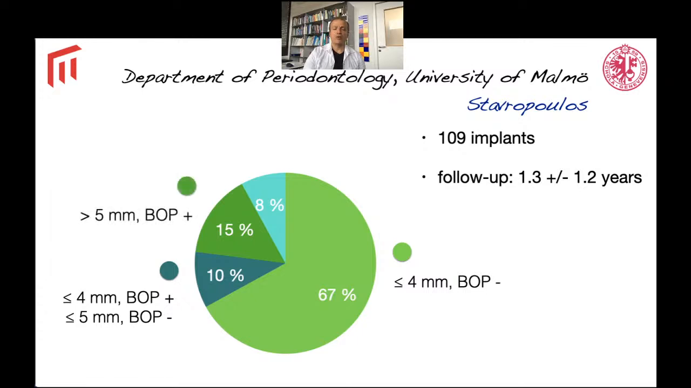Fifteen percent showed pockets more than 5 millimeters with bleeding or suppuration, so not the outcome that we would like to have, but consider that in this group we have implants that started with 12, 11 millimeters of pocket depths, so still a significant improvement in many of these cases, but not an optimal outcome. And of course we had 8% of cases where treatment was not successful. As I said, this treatment is not a panacea, but it works quite well in the vast majority of cases.